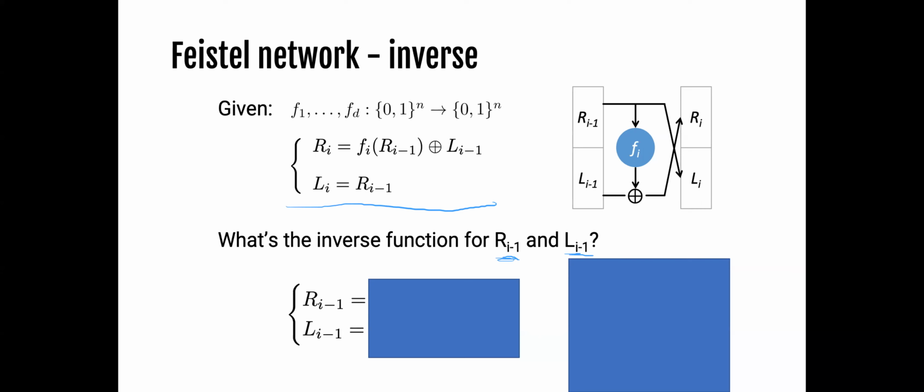I'm going to give you some time to think about this. In other words, we're asking what the inverse function is for R i minus 1 and L i minus 1 given those equations. Can you calculate it? Right, Peter's first part is right. R i minus 1 is equal to Li. And what about L i minus 1?